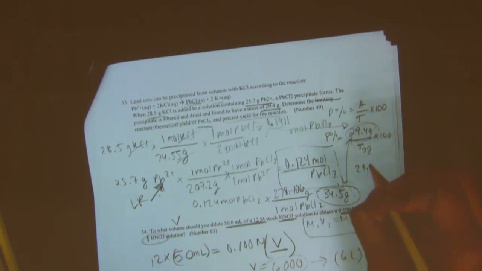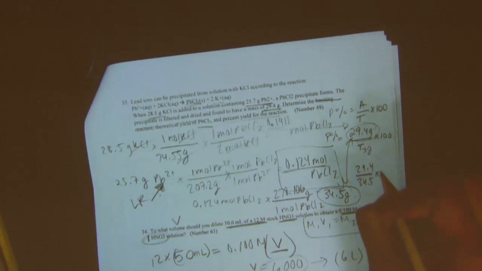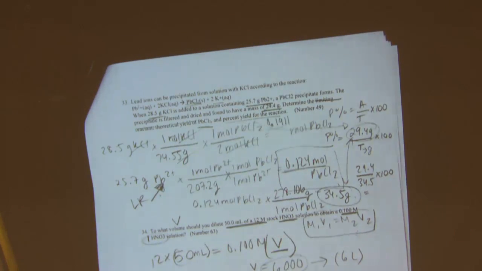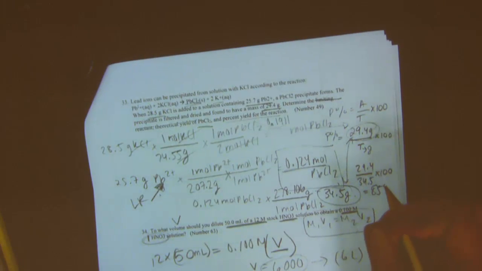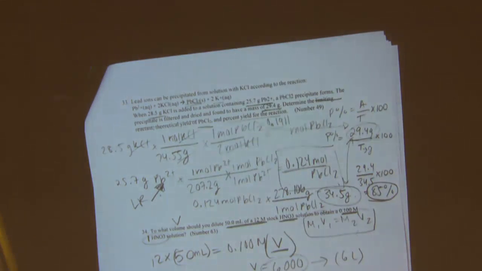So 29.4 divided by 34.5 times 100, what do you guys get? 85. Yeah, awesome. So 85. So this experiment was 85% accurate. Okay? Yes?